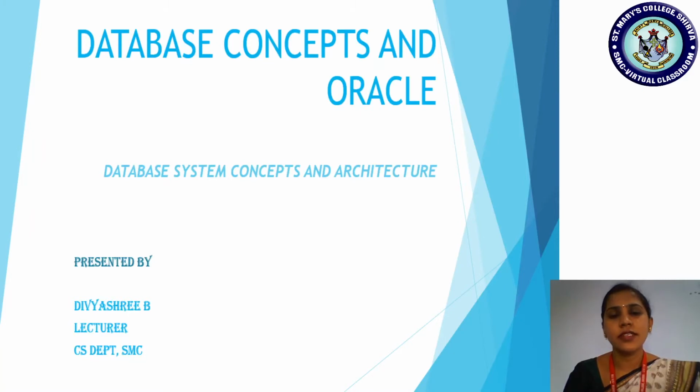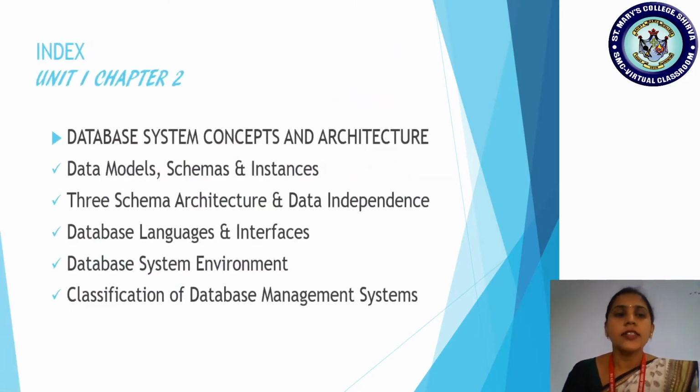Students, for the session of database concepts and Oracle, in today's session we shall discuss the second chapter from unit 1, and the chapter name is database system concepts and architecture. In the earlier chapter we discussed the basic terms: what we mean by a DBMS or catalog, the different categories of users, the advantages of the DBMS approach and the disadvantages we find in the file approach.